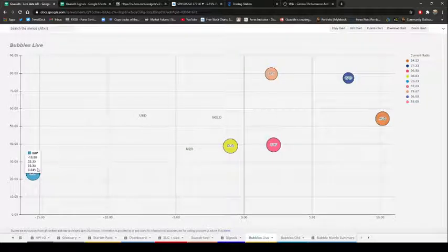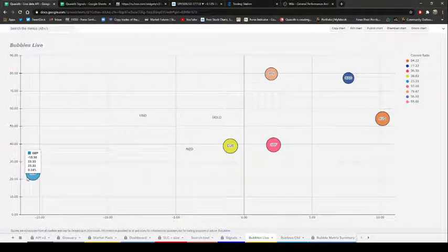Okay, so here's my proposal for the signals. What we need to do is make sure that the dynamic agrees with the static. So the dynamic is the movement across time. The static is whether or not this pair that we're trading is above or below 50%.